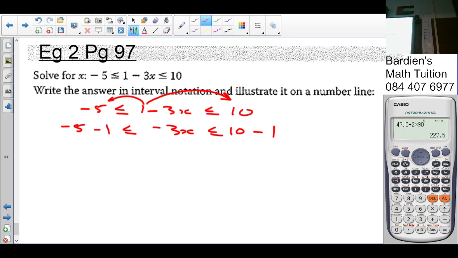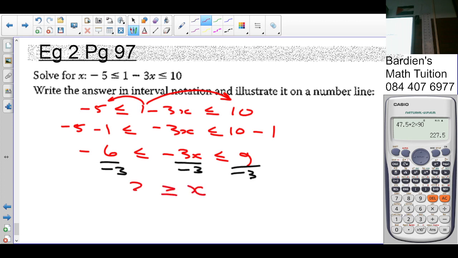Minus 5 minus 1. Negative 6. Negative 3x. 9. What do we do now? Divide by negative 3. What's going to happen to the inequality? Swap around. So let's read the inequality. X is greater than or equal to minus 3. But x is also less than or equal to 2.